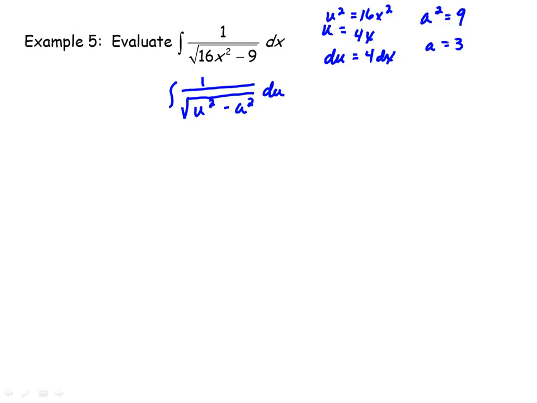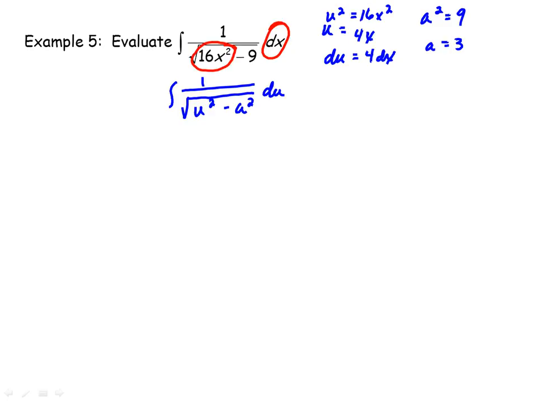Well, do we have a straight substitution for u squared? Do you know what u squared is? What is u squared? 16x squared. It's not a trick question. What is a squared? 9. What is du? That's a problem. Because I don't have a 4 dx. I just have a dx. That's the problem. Do you see that?